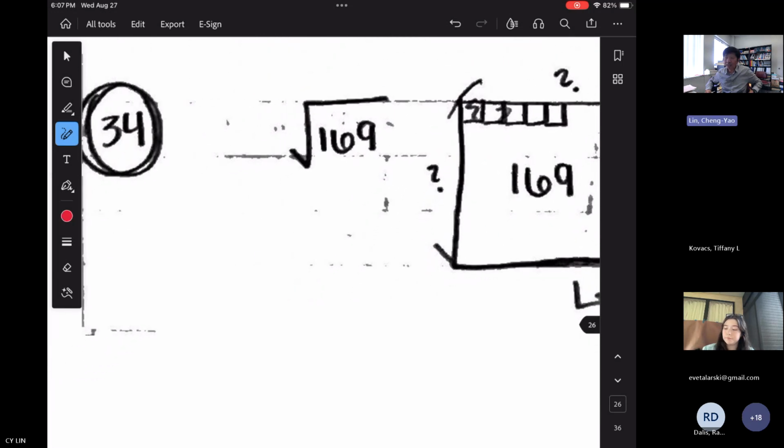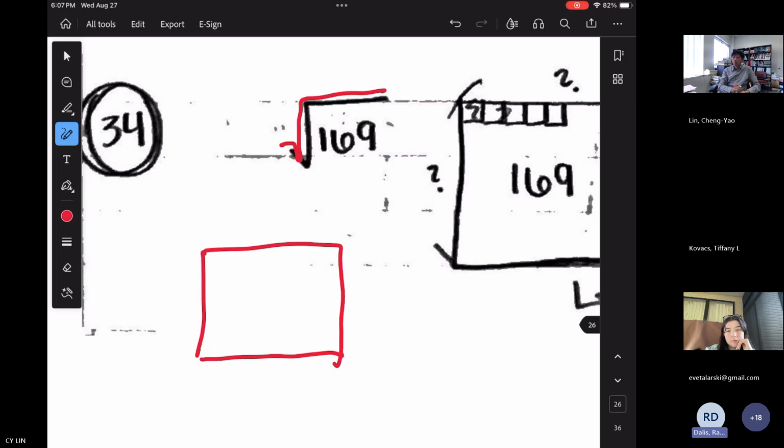Square root of 169. Does anybody have any idea why they call it a square root? Why not a circle root? Why not a triangle root? Why not a rectangle root? No idea, right? Because when we say square root, it means it is connected with the square.